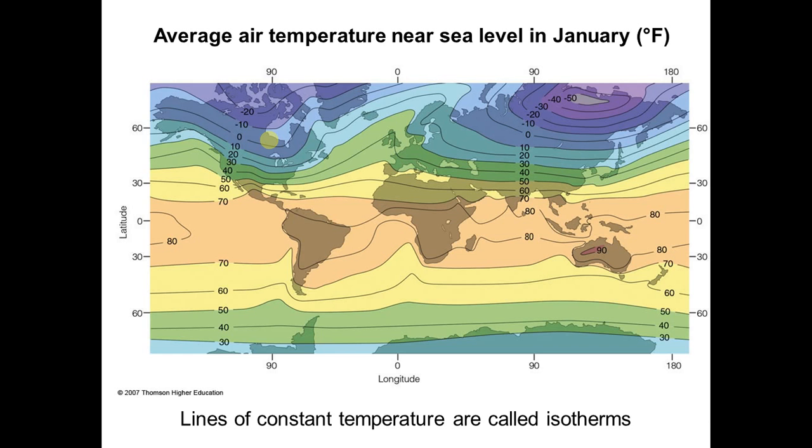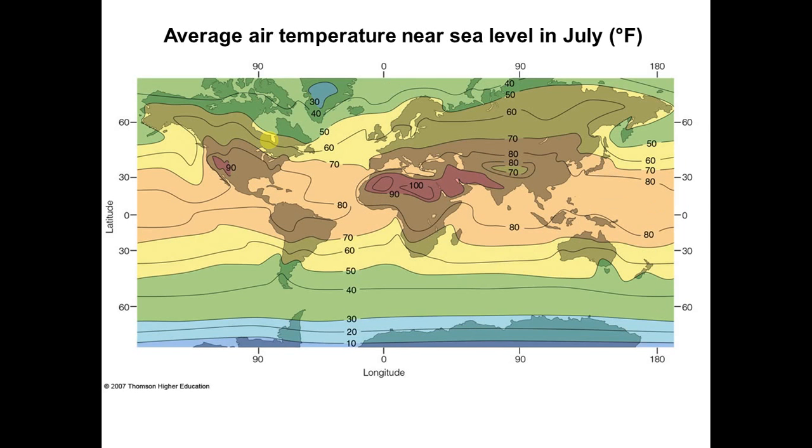Then we can look at average air temperatures near sea level in July. And we have some changes. Now it's July, so it's winter in the southern hemisphere, summer in the northern hemisphere. Not surprisingly, the coldest temperatures are now found over Antarctica. Okay.